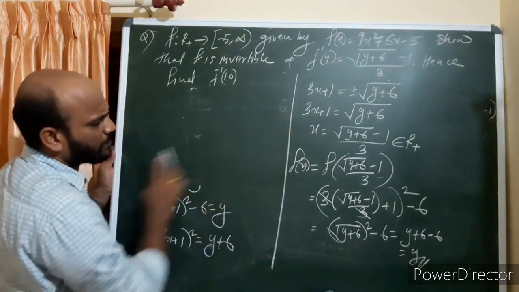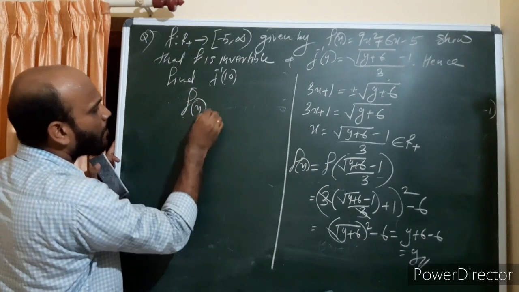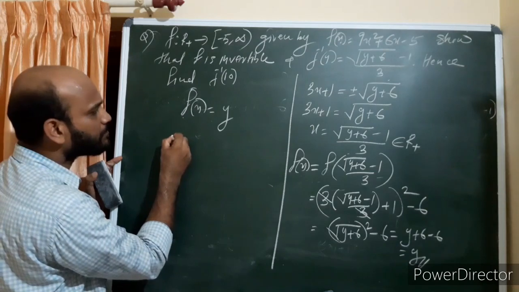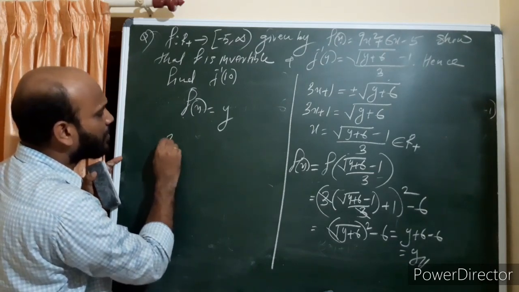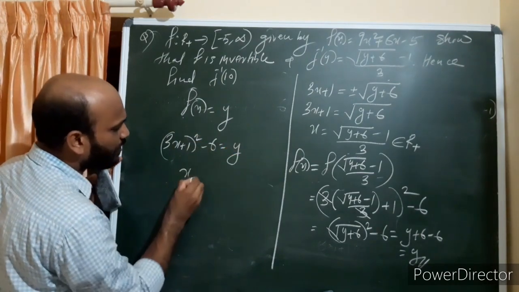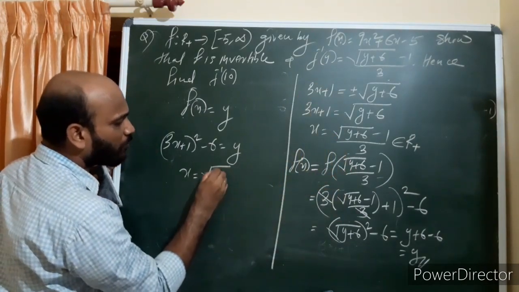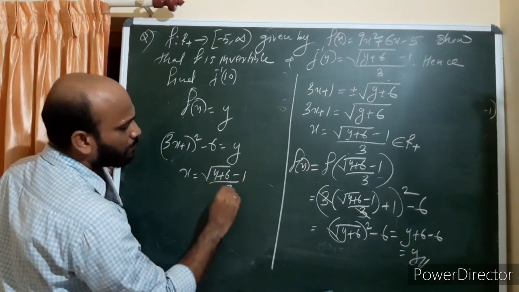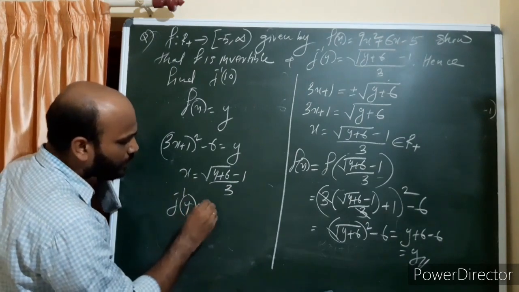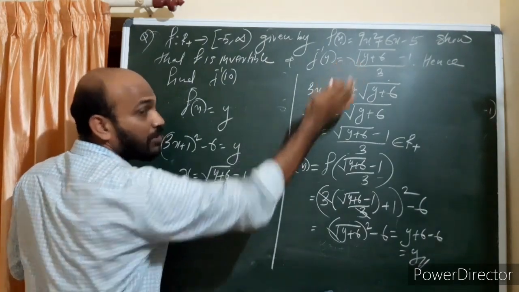Now we want to find f inverse of y, the inverse of that function. For finding inverse, you have to use that formula: f of x equal to y, then value of x is f inverse of y. So, what is f of x? 3x plus 1 whole square minus 6 equal to y. So, what is value of x? Equation is same step. Value of x will be equal to root of y plus 6 minus 1 by 3. x equal to f inverse of y. So, f inverse of y equal to root of y plus 6 minus 1 by 3. This one you have to show.